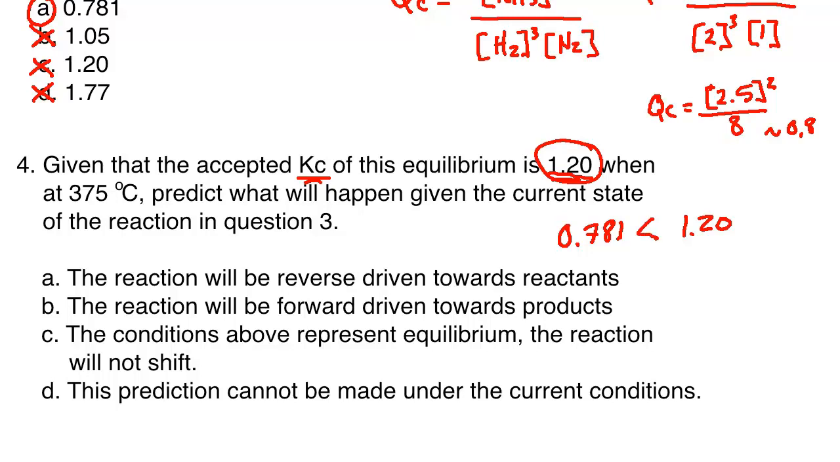1.20. And therefore, we know that if we have a Qc that is going to be less than a Kc, we need to move the reaction forward, right? Because we have to increase the numerator, and the numerator is the product. So it would be a forward-driven reaction. So the best answer here is going to be B. The reaction will be forward-driven towards the products. Because as we drive it towards the products, remember the products are up in the numerator, the value gets larger, the quotient gets larger until it hits 1.2, and at that point you would have the Kc and the Qc equal to one another. So B would be the best option here.